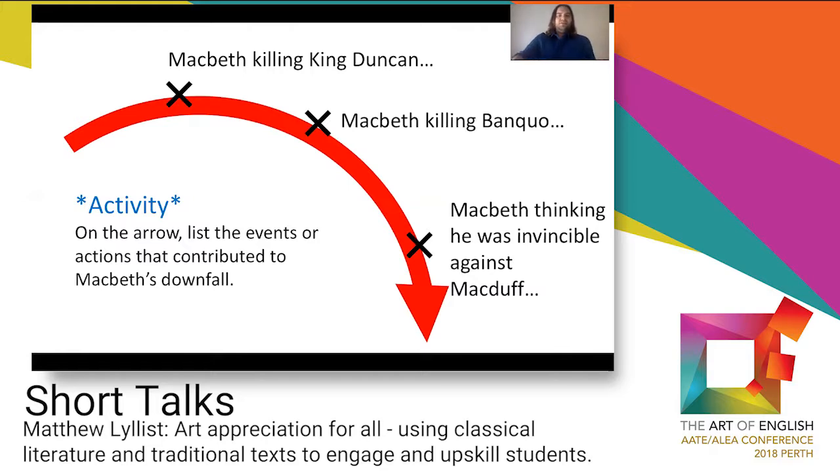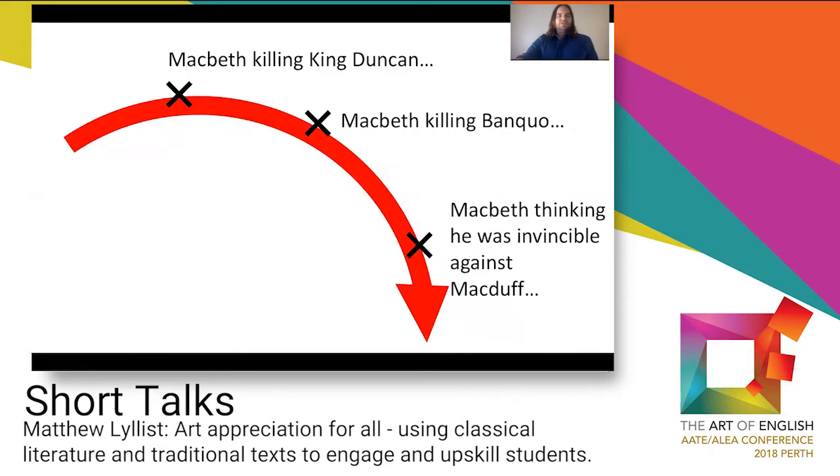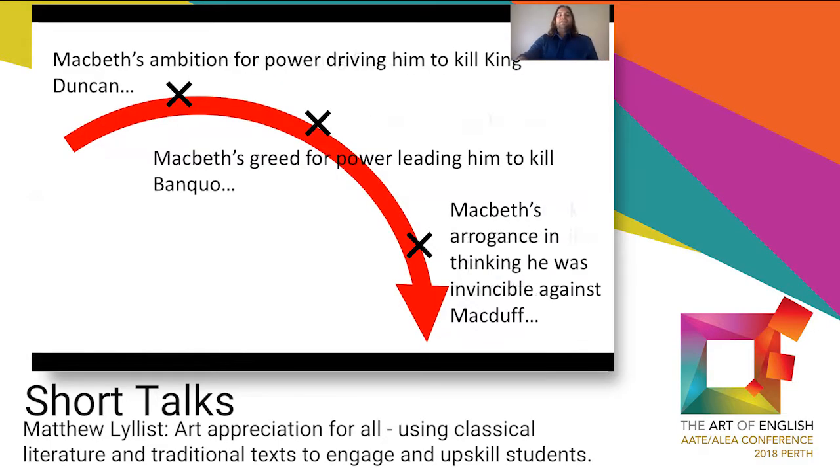But you might choose to instead bring in some of those flaws, give them a nice little image to unpack what that flaw is. And so this image I use for unchecked ambition, this idea that if your ambition had limits, we would be able to see the end of that ladder. It would have a final point. But because it keeps going and going, it doesn't stop, it mirrors the unchecked ambition of our character. And once you introduce those, our plot points would then turn into Macbeth's ambition for power, Macbeth's greed for power, or Macbeth's arrogance in relation to those events.